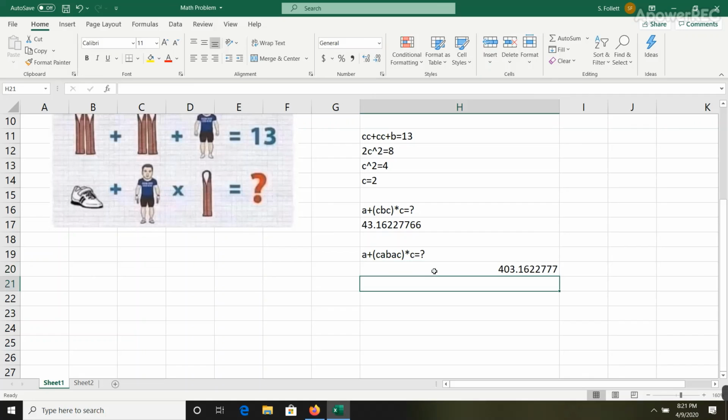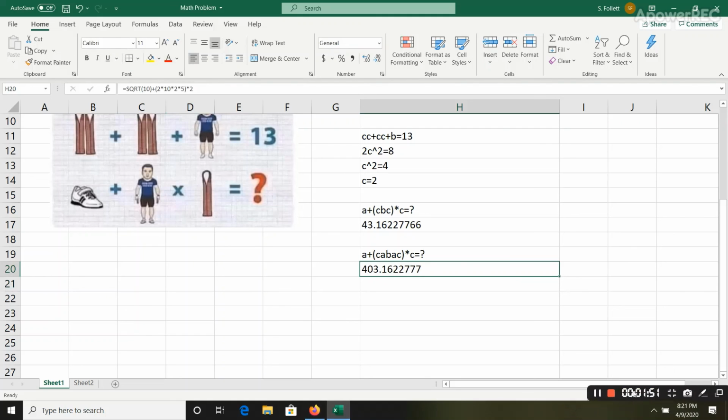In that case, it's 403.1622. Let me put that back over there. And that's it. That's what we got. It's either one of these two answers. Actually, the more I look at it, the more I think he's got shoes on. I'm going to go with 403.